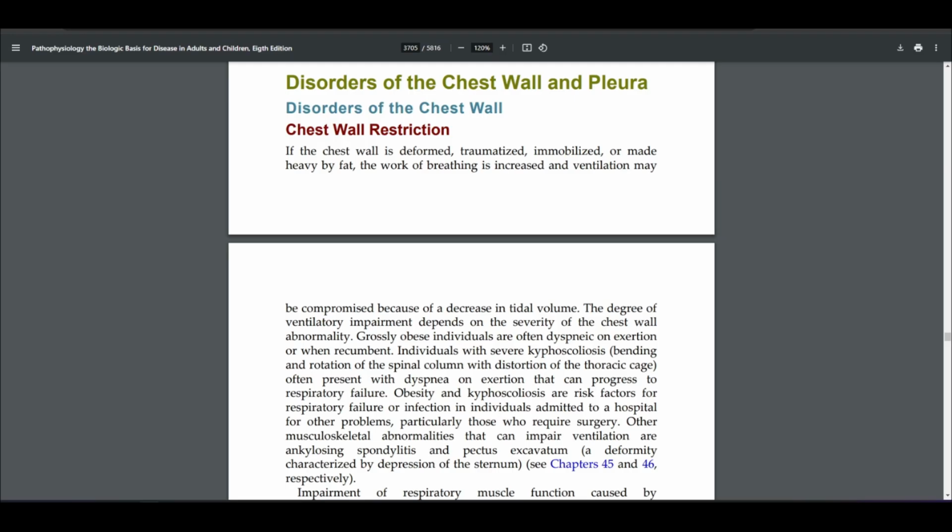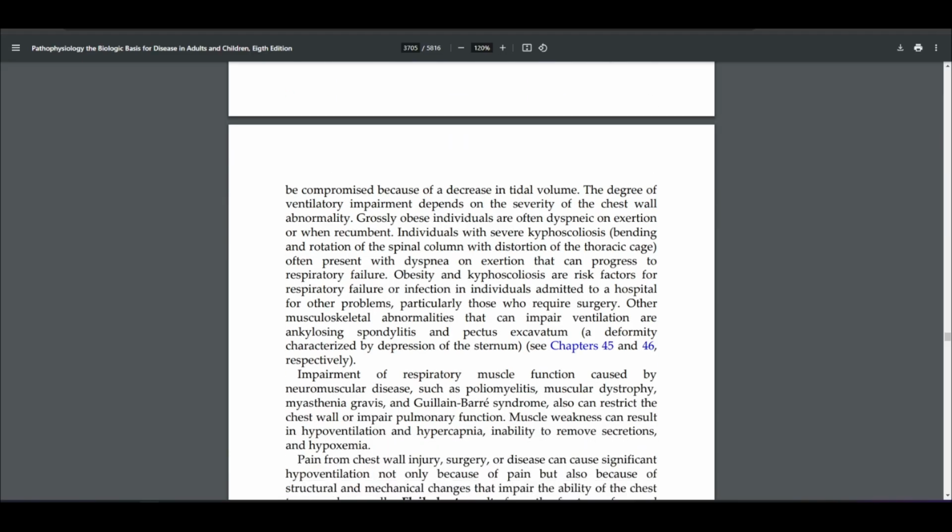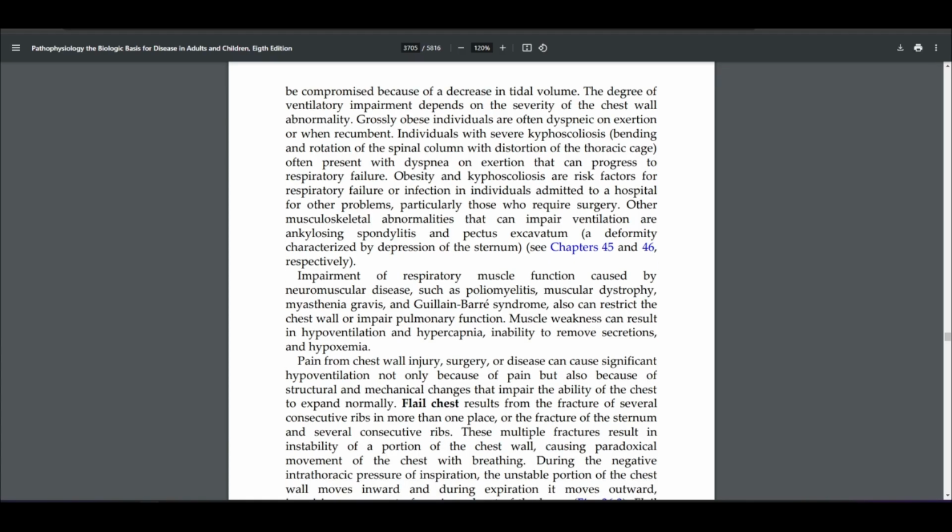Disorders of the chest wall and pleura. So the disorders of the chest wall include chest wall restriction. If the chest wall is deformed, traumatized, immobilized, or made heavy by fat, the work of breathing is increased and ventilation may be compromised because of the decrease in tidal volume. The degree of ventilatory impairment depends on the severity of the chest wall abnormality. Grossly obese individuals are often dyspneic on exertion or when recumbent.